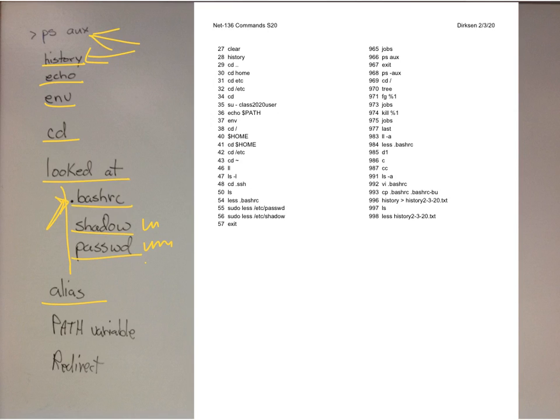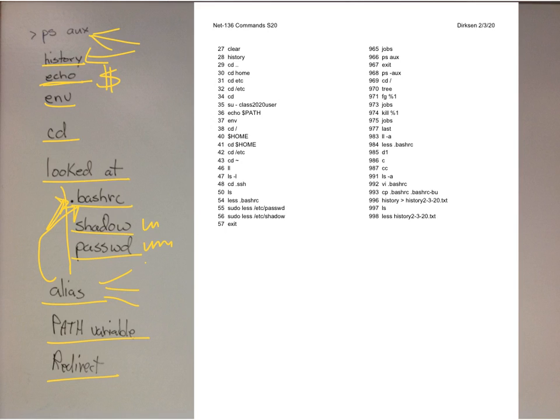We looked at aliases. You can develop aliases and store them in the .bashrc file. We looked at the path variable. In order to see that, we had to do an echo with a $ in front of the variable name. And we did a simple redirect.